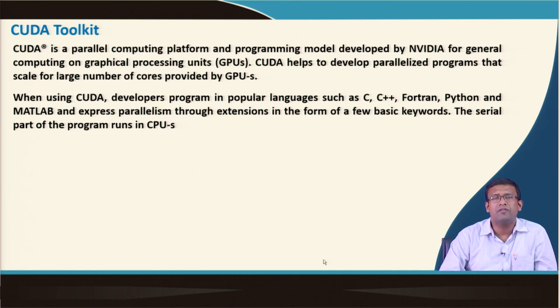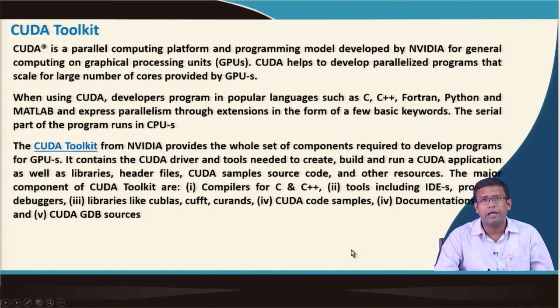While using CUDA, developers program in popular languages like C, C++, Python, Fortran, etc. And then the parallelism is expressed in the form of a few basic keywords or basic CUDA constructs. The serial part of the program runs on CPUs, and the massively parallelized part, which is expressed using the CUDA constructs, goes to the GPUs.